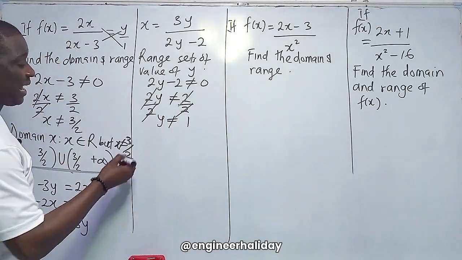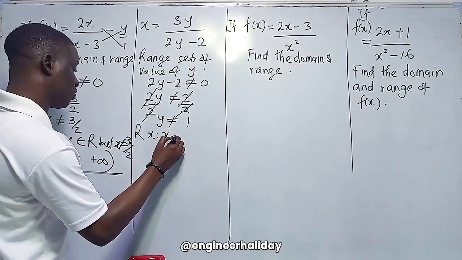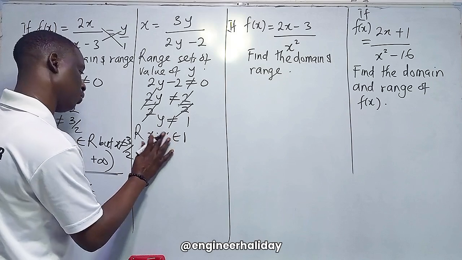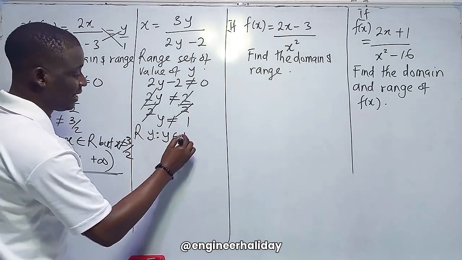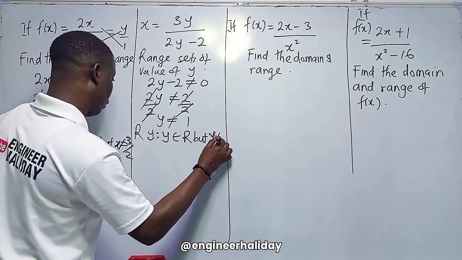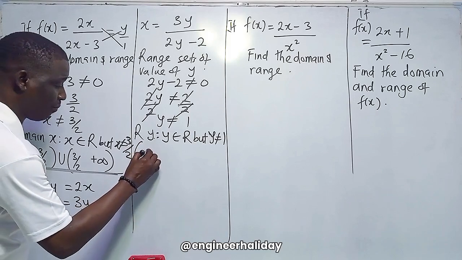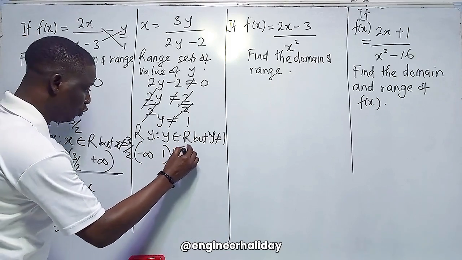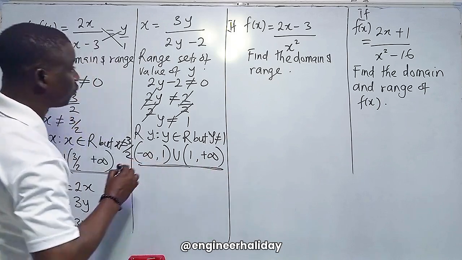So we can write that the range is such that y is an element of real numbers, but y is not equal to 1. So we can write it like that, or we write it from minus infinity to 1, union 1 to plus infinity. So this can also be the answer.